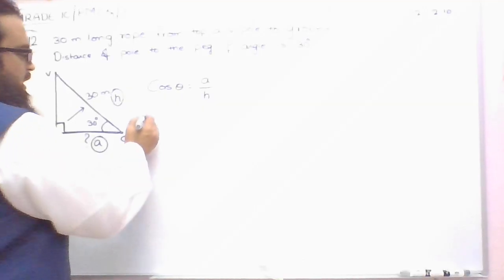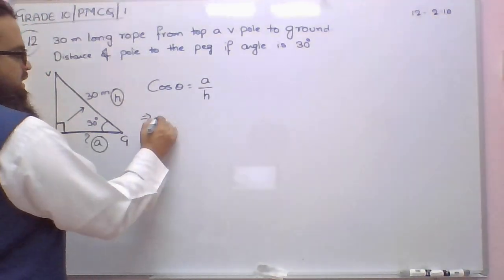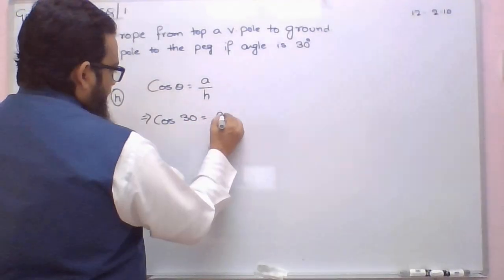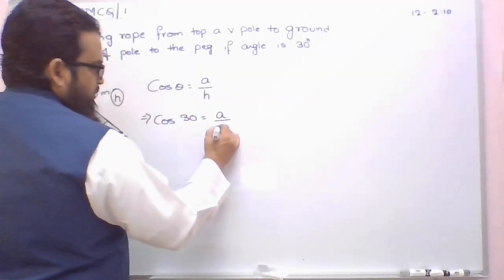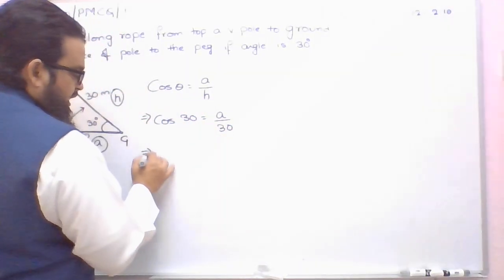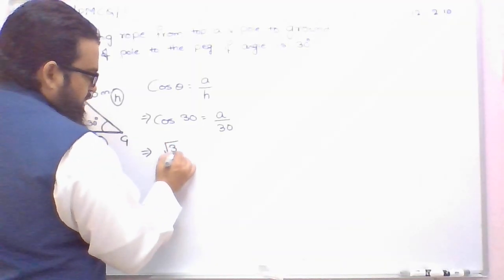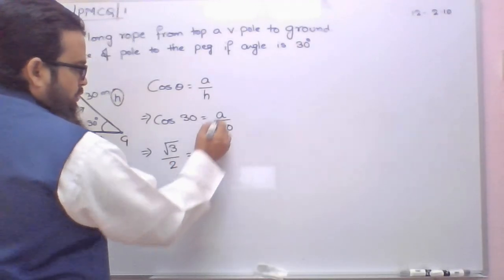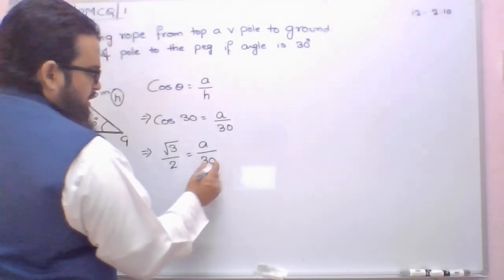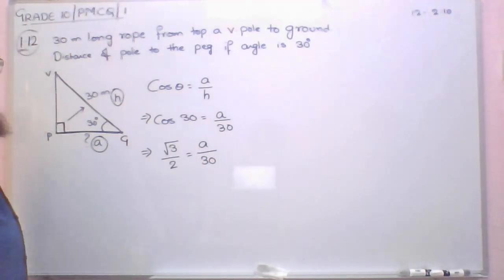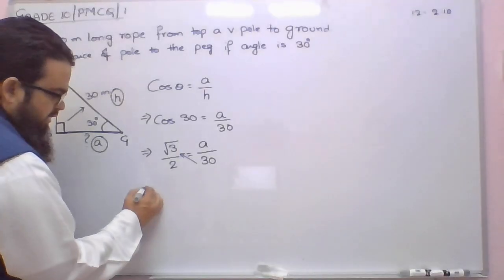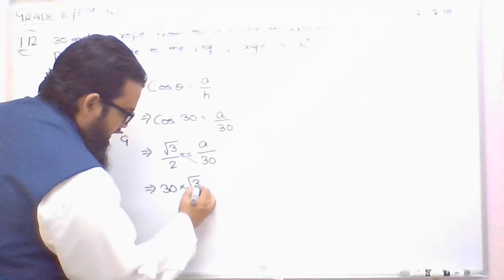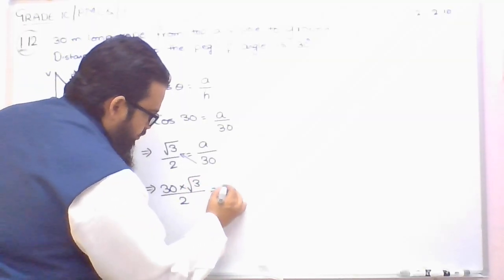Is it right? So that implies cos theta, where theta is 30 degrees: cos 30 degrees equals adjacent side, which you don't know, divided by the hypotenuse, 30 meters. And what is cos 30? Cos 30 is root 3 by 2. That is equal to a divided by 30. Since you have to find the variable a, transpose 30 to the other side. It is in the denominator, so it comes to the numerator with multiplication. So 30 multiplied by root 3 divided by 2 is a.